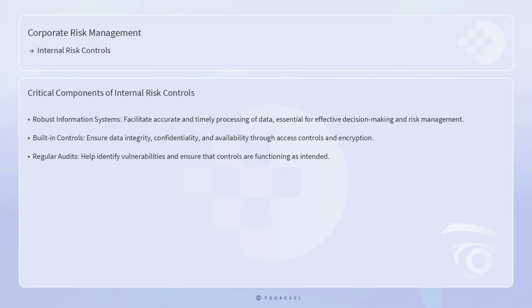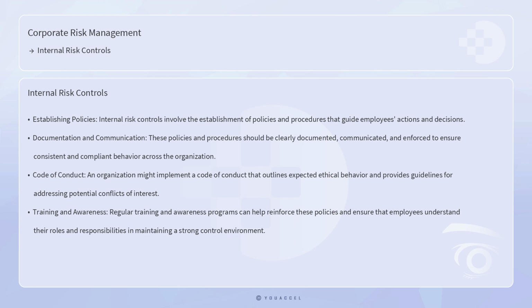Internal risk controls also involve the establishment of policies and procedures that guide employees' actions and decisions. These policies and procedures should be clearly documented, communicated, and enforced to ensure consistent and compliant behavior across the organization. For example, an organization might implement a code of conduct that outlines expected ethical behavior and provides guidelines for addressing potential conflicts of interest. Regular training and awareness programs can help reinforce these policies and ensure that employees understand their roles and responsibilities in maintaining a strong control environment.